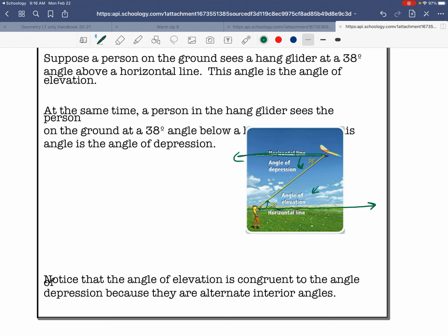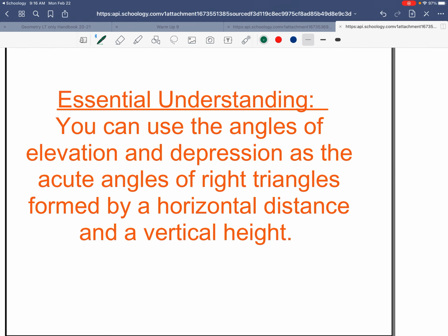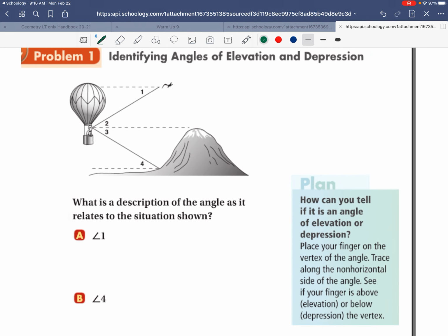Notice that the angle of elevation is congruent to the angle of depression because they are alternate interior angles. The two horizontal lines are parallel, so with this transversal, alternate interior angles are congruent. You can use the angles of elevation and depression as acute angles of right triangles formed by horizontal distance and vertical height. Let's look at this.